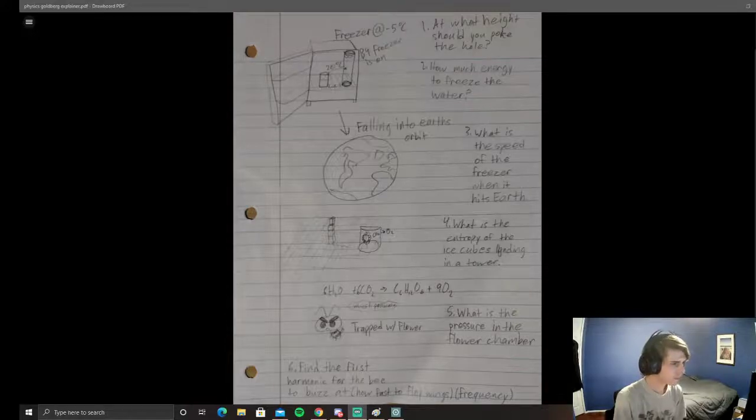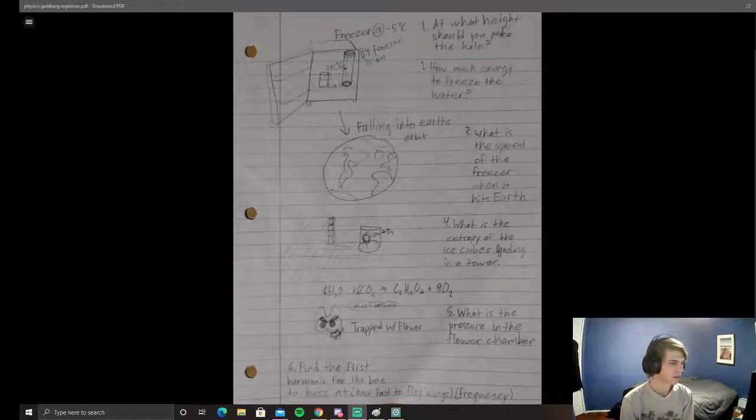From there, this ice melts and it goes into this little plant. This plant is going to do some photosynthesis, and we're going to assume that the chamber the flower is in is filled with just CO2, and that it's all converted into oxygen. So we want to know if the pressure in the flower chamber changes, and if it does change, what is the pressure?